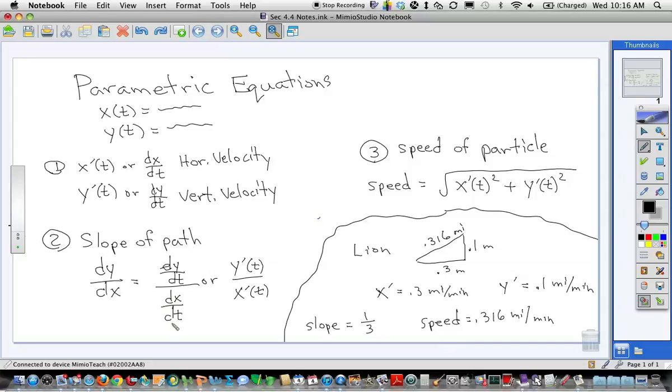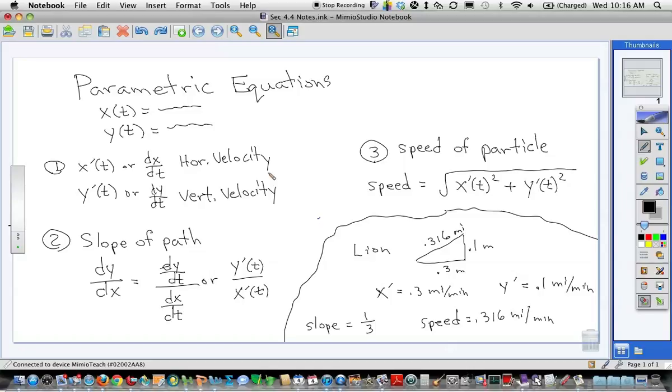If x prime is 0, then that's in the bottom. The slope has to be undefined. Therefore, that means that it's a vertical tangent. Okay? All right. That's about it. That's about all I can tell you on those. All right.